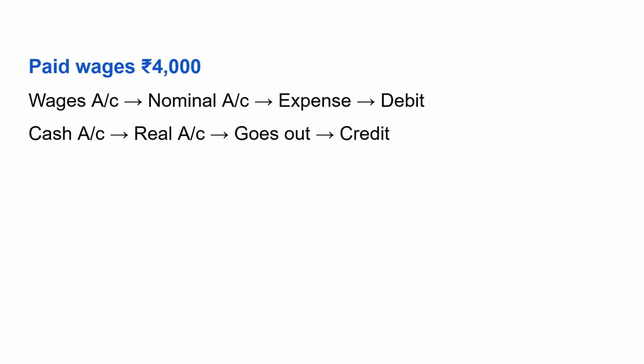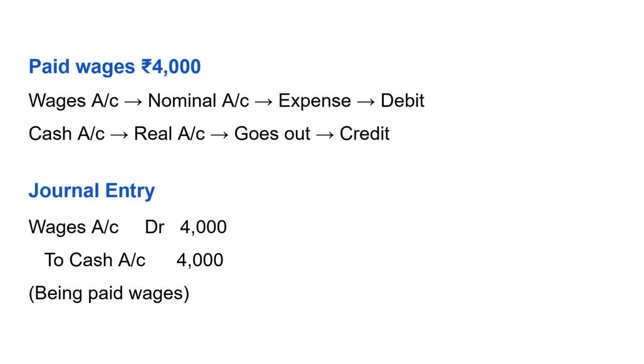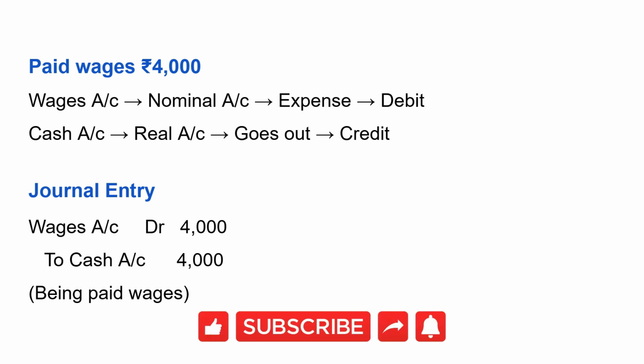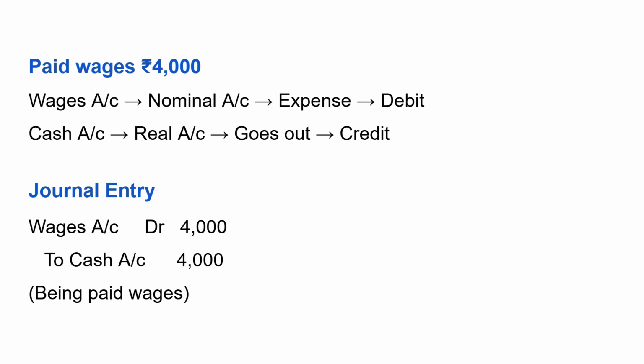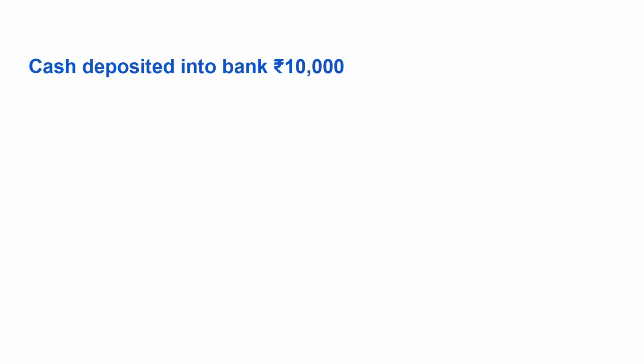And the journal entry is wages account debit 4,000 rupees to cash account 4,000 rupees. And the narration is being paid wages. Next, cash deposited into bank 10,000 rupees.